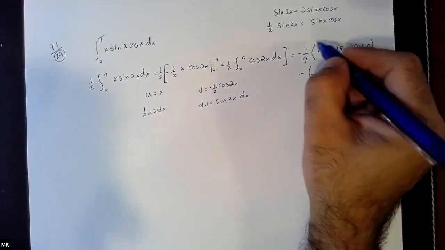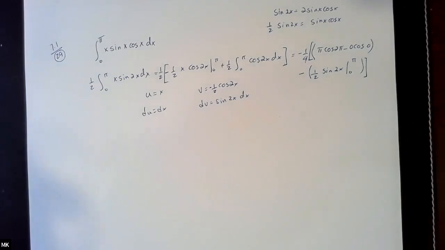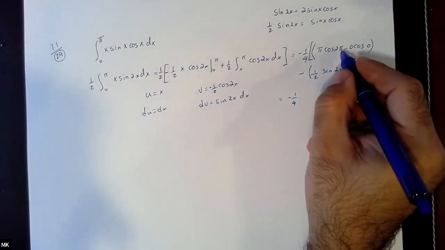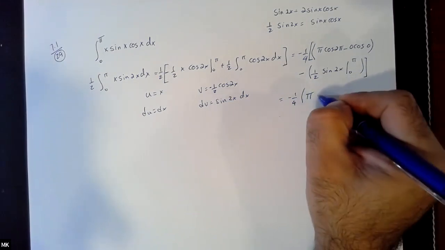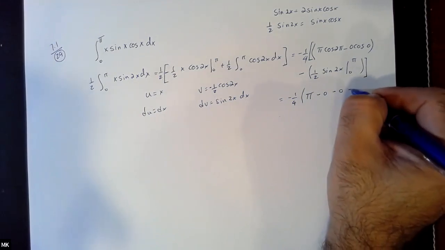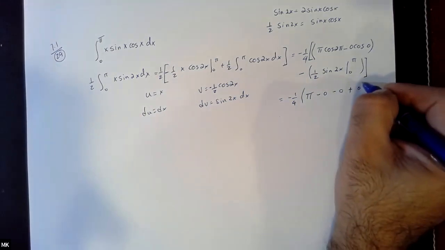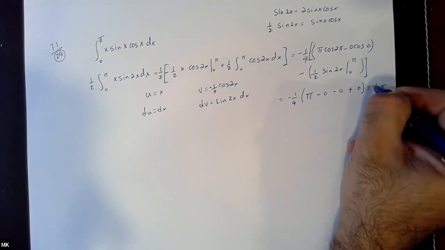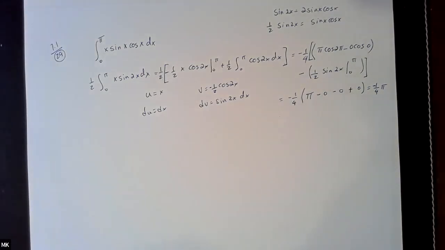Okay. So this one is, okay, so it's going to be negative 1/4. Cosine of 2 pi is 1 times pi is pi, minus 0, minus sine of 2 pi is 0, plus sine of 0 is 0. So all I'm left with is 1/4. Okay, so that's how you do this.